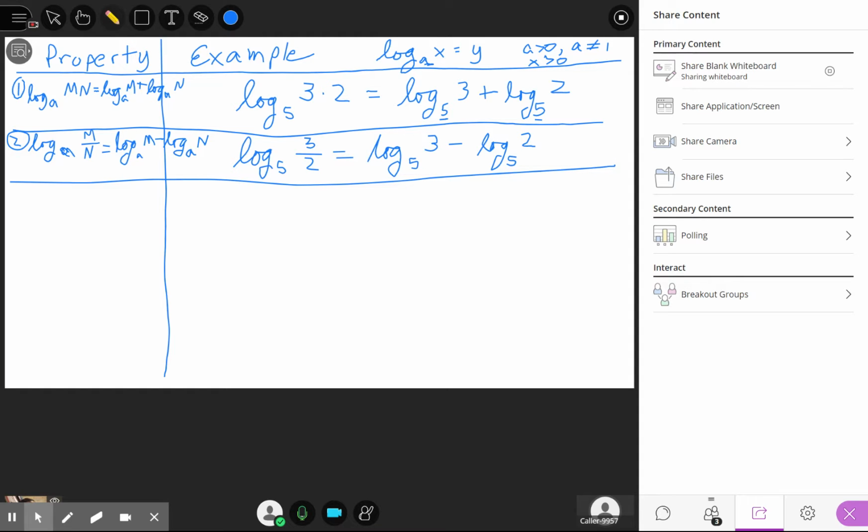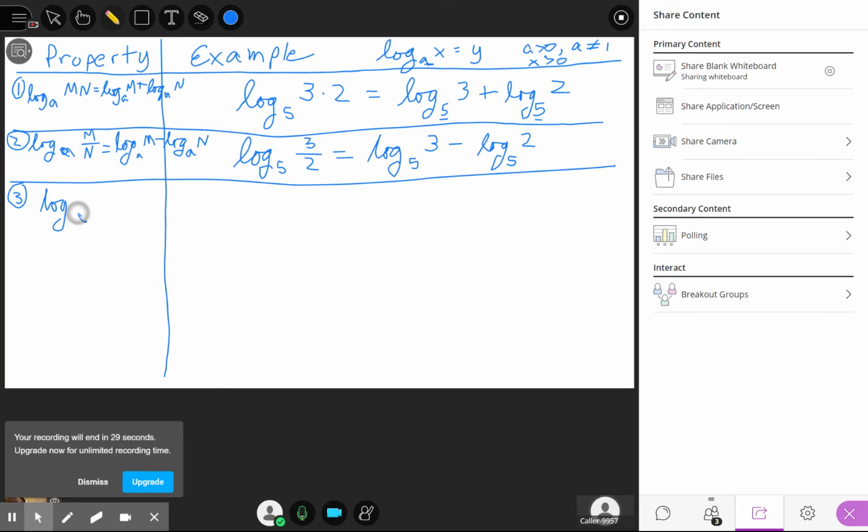Okay. Next, we'll do the power rule. That says if you have log base a of m raised to the p power, that's the same as putting p down front: p times log base a of m. So you would give an example of that, and so on, and just go through all of the properties in this manner.